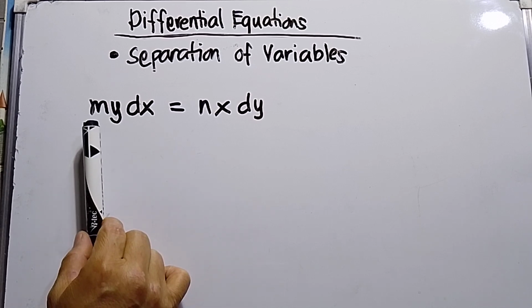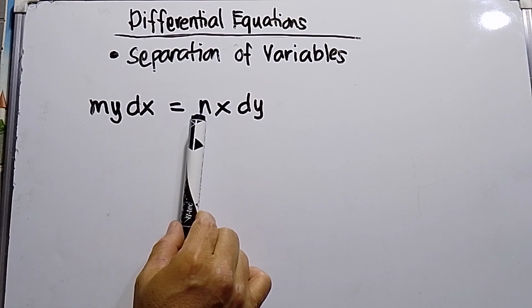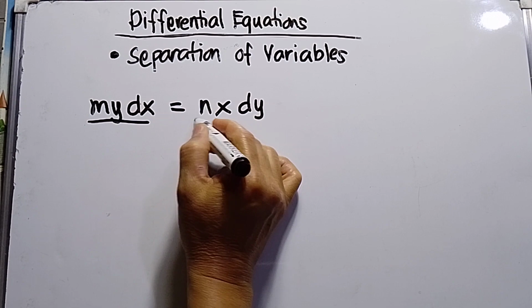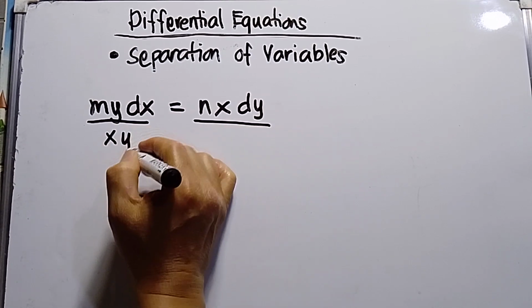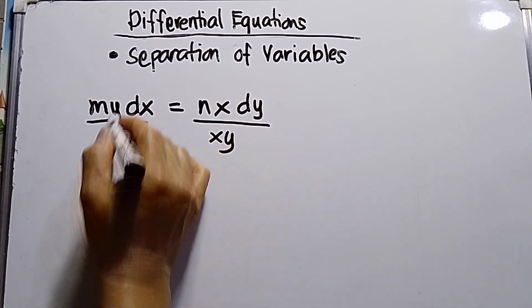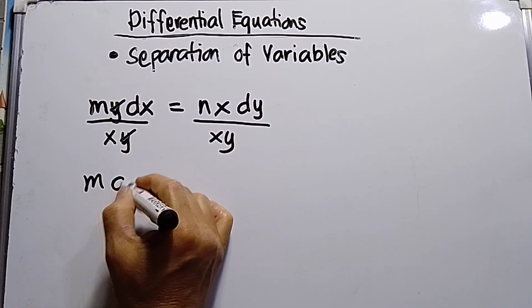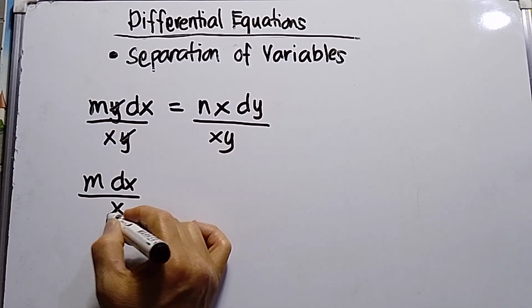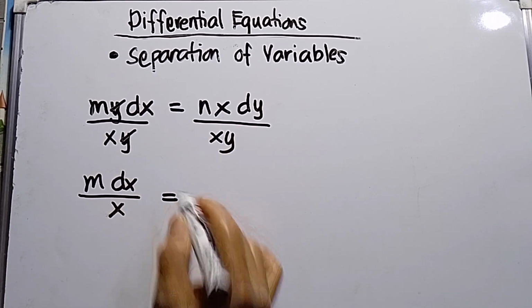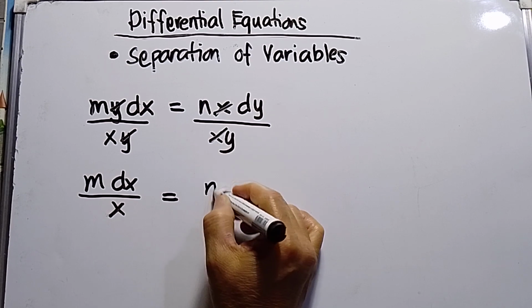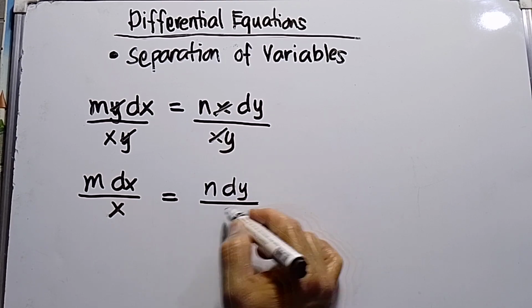So I have here m dx is equal to n dy. First thing to do is I need to divide both sides by x and y. So y will be crossed out at the left side. So I have m dx over x. This one crosses out x. So n dy over y.